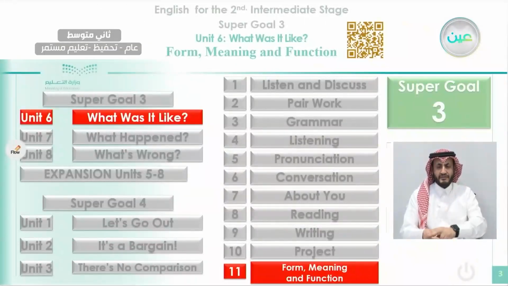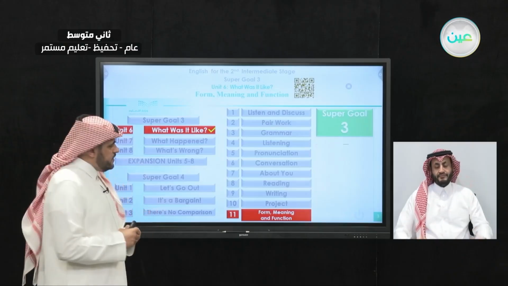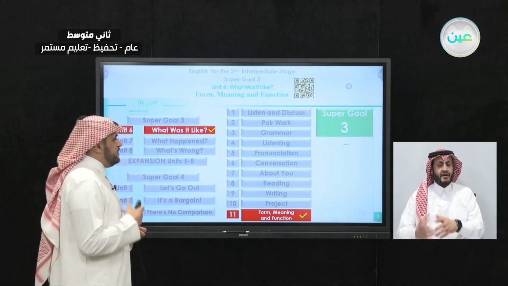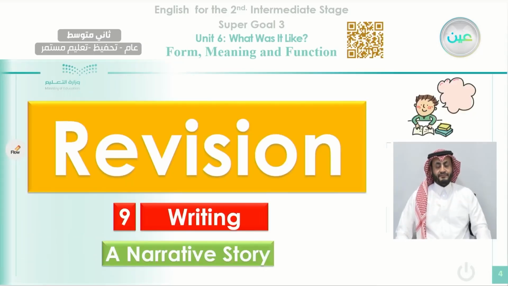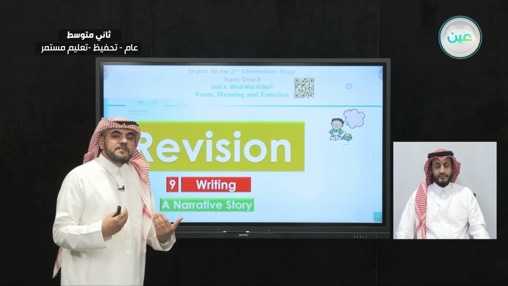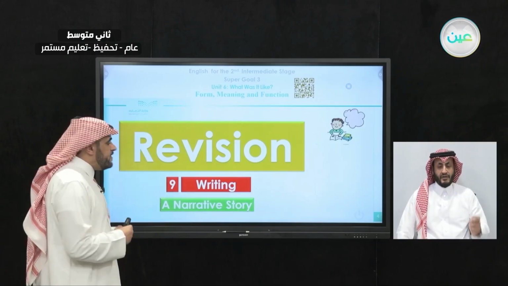Okay, now we are at the last step in this unit, Unit 6, and the title of this unit is What Was It Like? And the last section of this unit is section number 11, which is for meaning and function. Before we start, as always, we make a quick revision on our previous lesson. You remember last time we studied writing, how to write a narrative story.